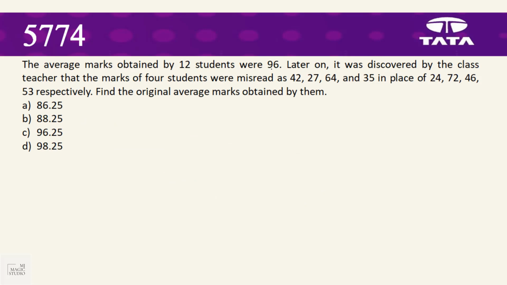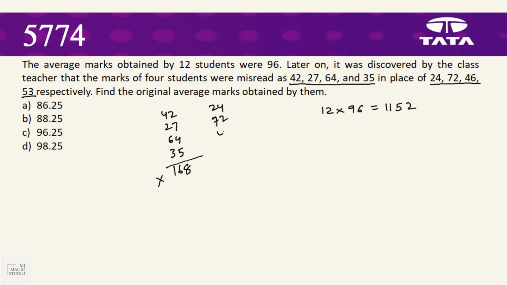The average marks obtained by 12 students are 96. That means the total is 12 into 96, that is 1152. Later on, it was discovered by the class teacher that the marks of 4 students were misread as this in place of this. So my wrong values are 42 plus 27 plus 64 plus 35, that is 168. This is the wrong value. And the correct values are 24, 72, 46 and 53, that is 195.